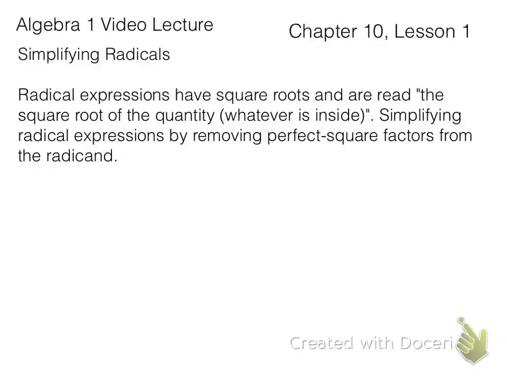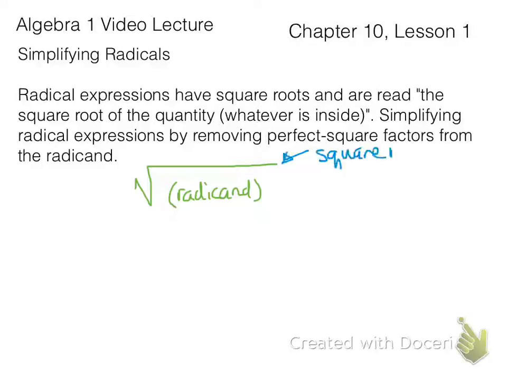Good morning. This recording is for Algebra 1, Chapter 10, Lesson 1, Simplifying Radicals. Radical expressions have square roots and are read the square root of the quantity of whatever's inside. So simplifying radical expressions means removing perfect square factors from the radicand. A square root has a radicand inside. Square root, stuff inside the square root. That's the radicand, and that's the square root, also known as the radical.